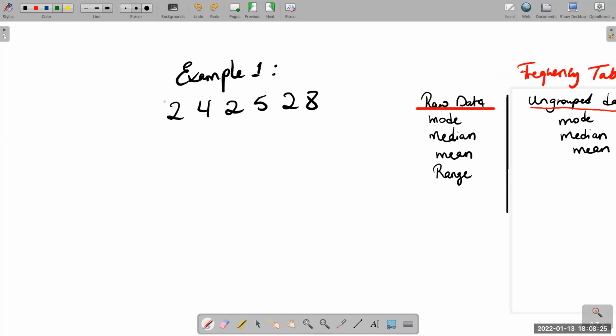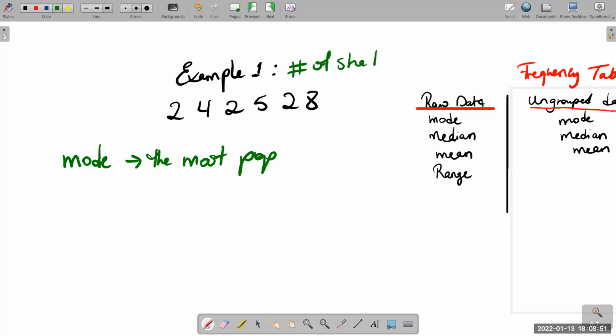So as I was saying, let's look at the meanings of the 3 words: mode, median, mean, and range. Mode represents the most popular event. If you are collecting shoe sizes, or in this case, the number of shades somebody owns. As you see here, one person owns 2, another owns 4, another person owns 2, 5, 8.